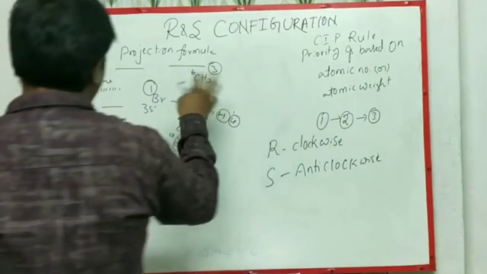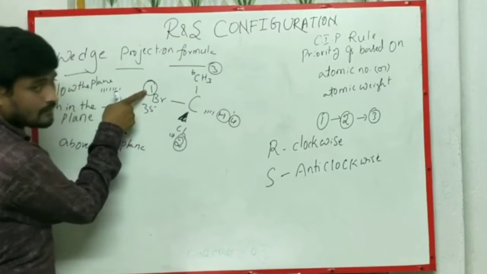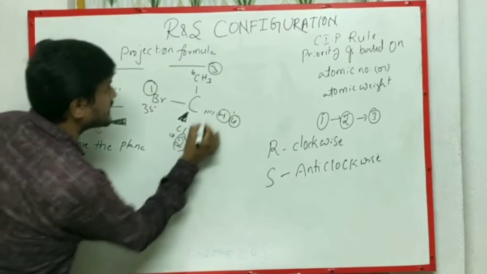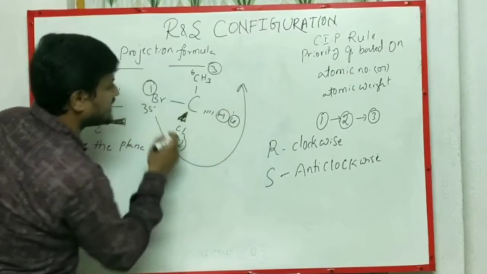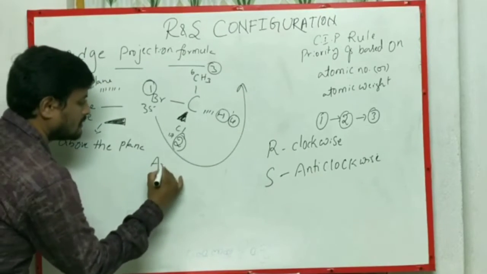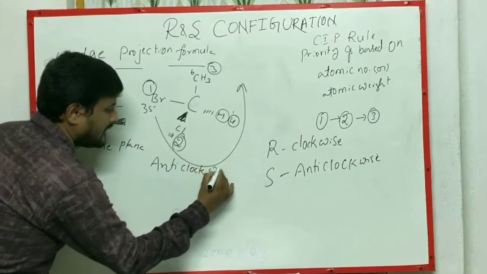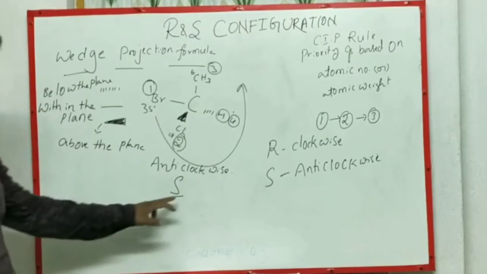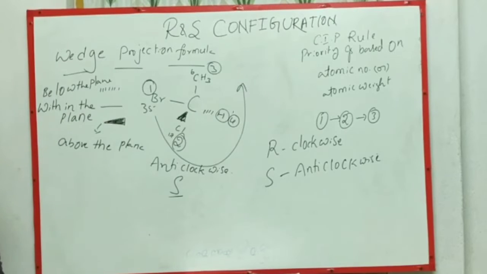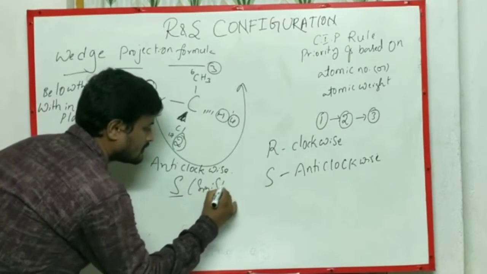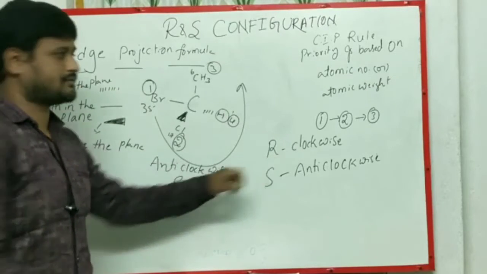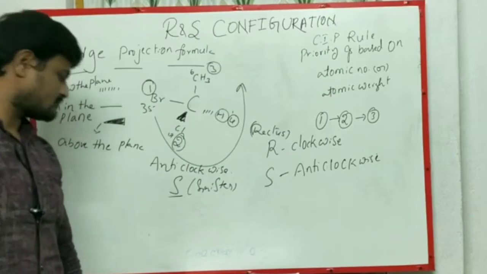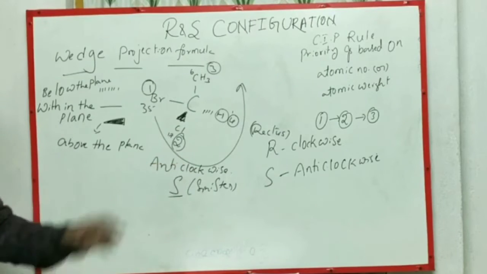In that case, what is clockwise direction? For example, here: first priority, second priority, third priority. First to second, second to third, in this direction means anti-clockwise. The way is anti-clockwise. Anti-clockwise means S, sinister. In the Latin word, sinister means left. Okay. R means rectus. In the Latin word, rectus means right. Okay. This is the R configuration or S configuration.